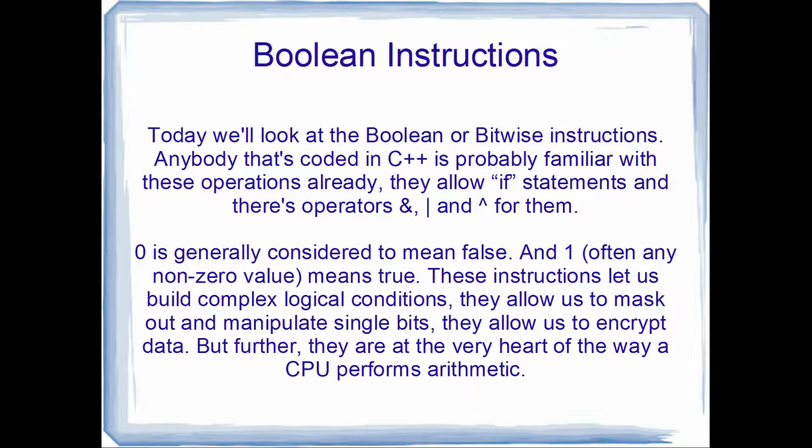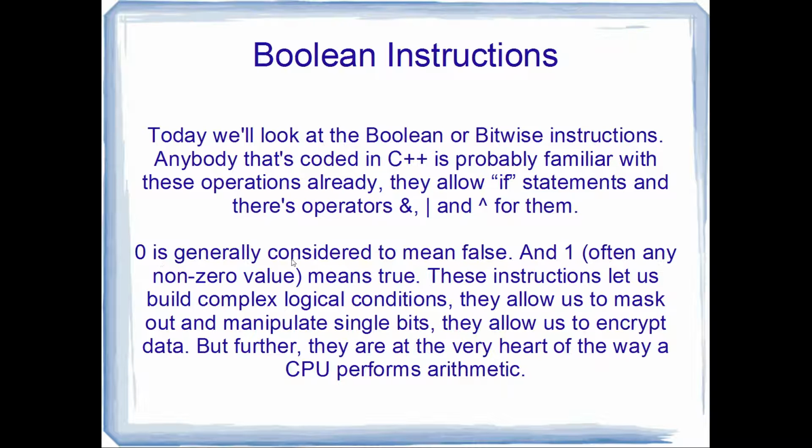Today I want to talk about Boolean instructions in assembly with Linux. We're going to be looking at the Boolean instructions, or bitwise instructions as they're sometimes called, and anybody that's coded in C++ is probably familiar with these already. They're used to make if statements. More often than not they're used with these operators here: the ampersand, the pipe, and this weird little caret thing.